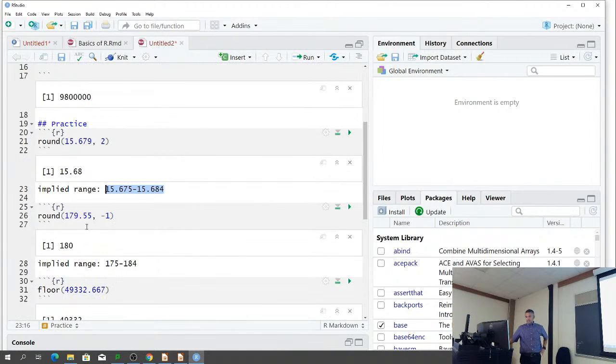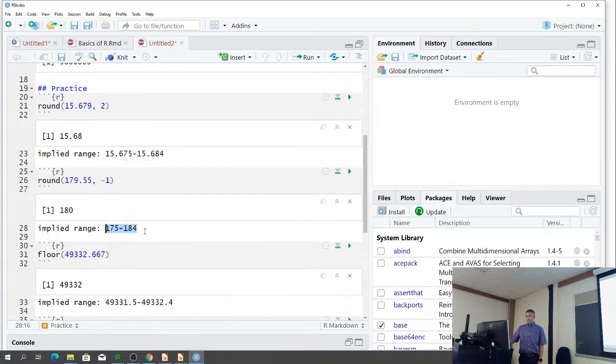Round to the tens place, so using -1, because we're going to go 1 to the left of the ones place, we get 180, so our implied range is 175 to 184. Again, 175 should round to 180, 184 rounds to 180.